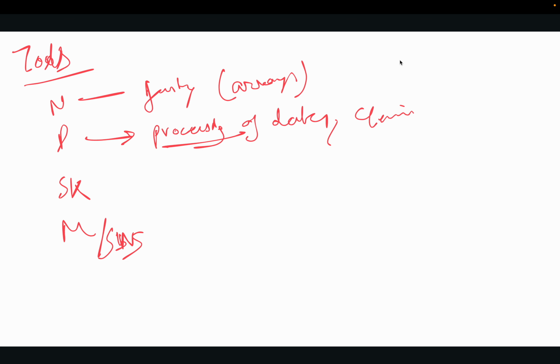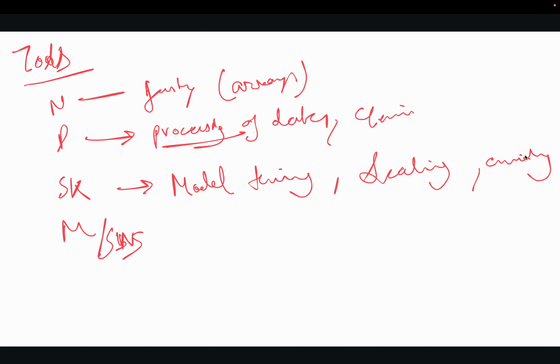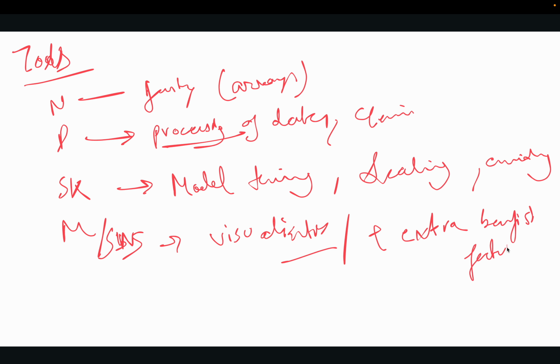Then scikit-learn, sklearn, you can use for multiple things. Model training you can get. Then standardization and normalization, which come under the scaling part. Then encoding, you can do encoding too. So sklearn is for this. Matplotlib is for visualization of the data. SNS is Seaborn, which is also used for visualization, but with some extra benefits or extra features you get.